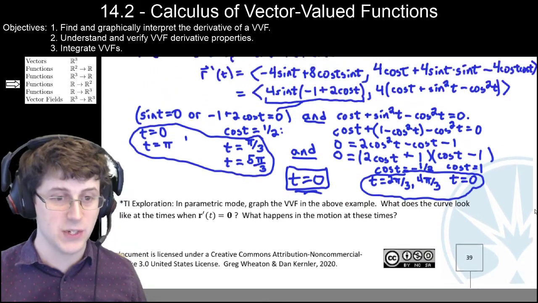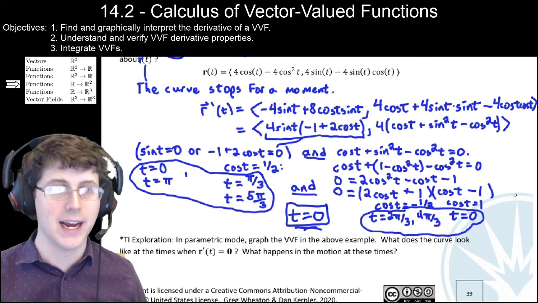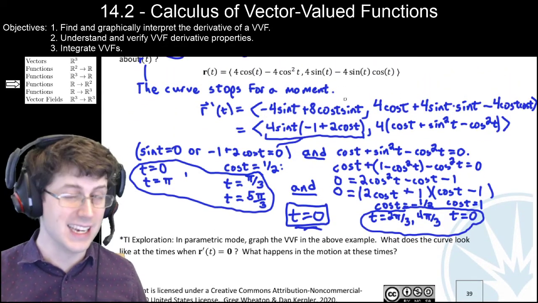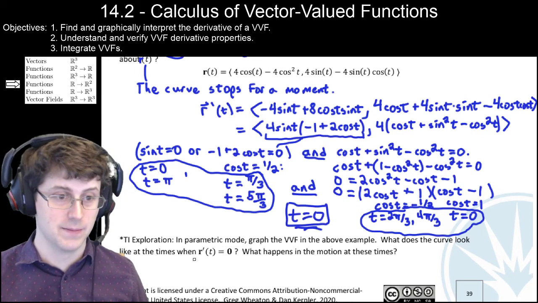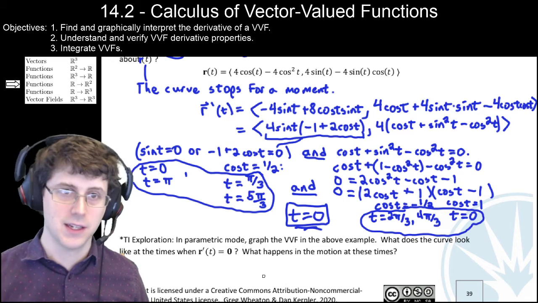If you have access to a TI calculator, you can actually graph vector-valued functions in the plane by hitting mode and going to the parametric mode. And then you can move around.